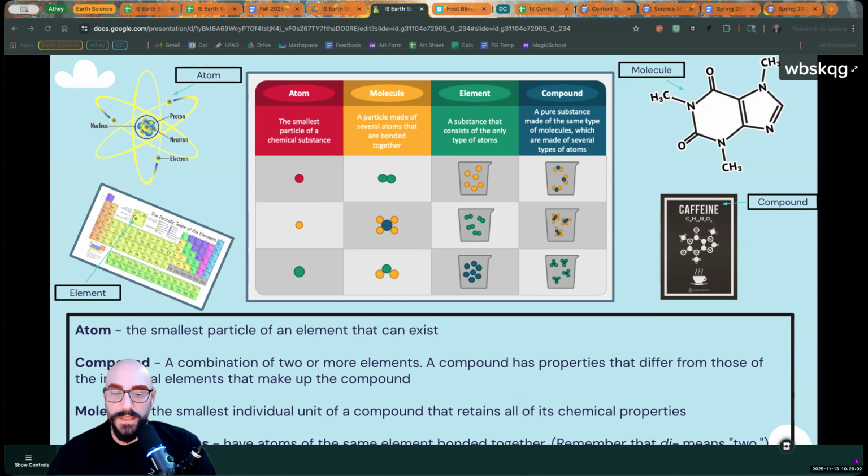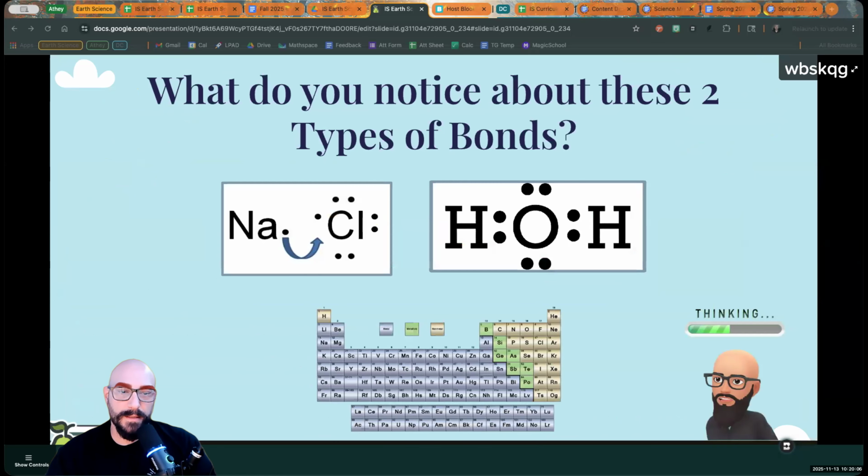So we're going to look at a few of these atoms, molecules, elements, compounds. Look at them. Okay. So I want you to tell me in the pair deck, what do you notice about these two types of bonds? All right, we got two situations going on here. What's different about these?